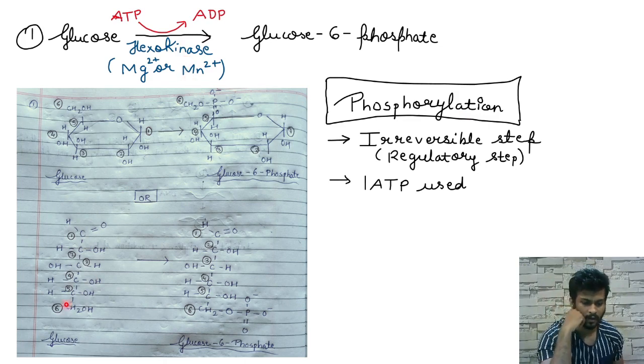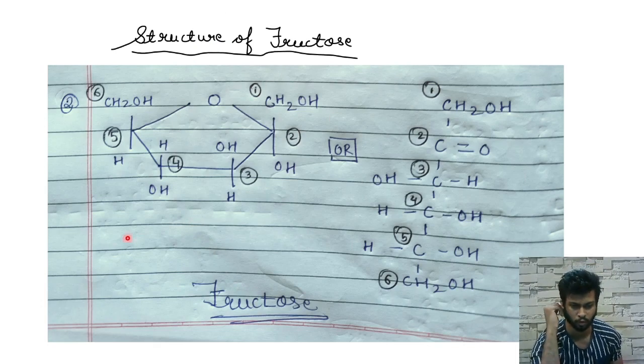Okay. This is the linear structure of glucose. You can observe that at the 6 carbon position there is addition of a phosphate group. That's why the name has been changed from glucose to glucose 6-phosphate. Easy. Now, this is the structure of fructose, and this is the linear structure of fructose. You just have to remember glucose and fructose structures.